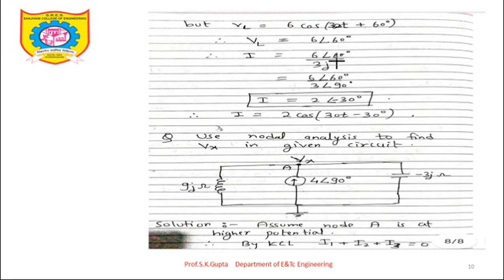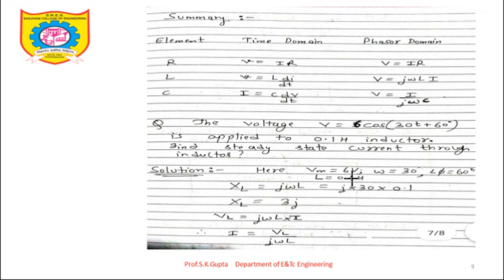So I equal to VL upon 3j, and VL in the phasor domain is 6 angle 60 degree, because in the question what is VM? 6 cos(30t plus 60 degree). In phasor domain it is 6 angle 60. VM angle, that is the representation in phasor domain. So the angle is 60 degree and VM is 6. Okay.